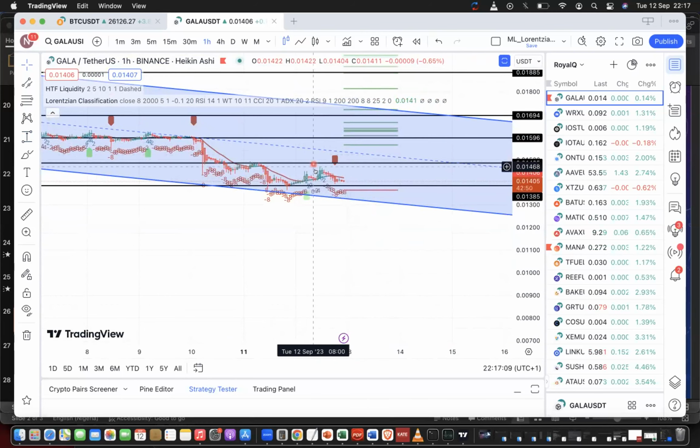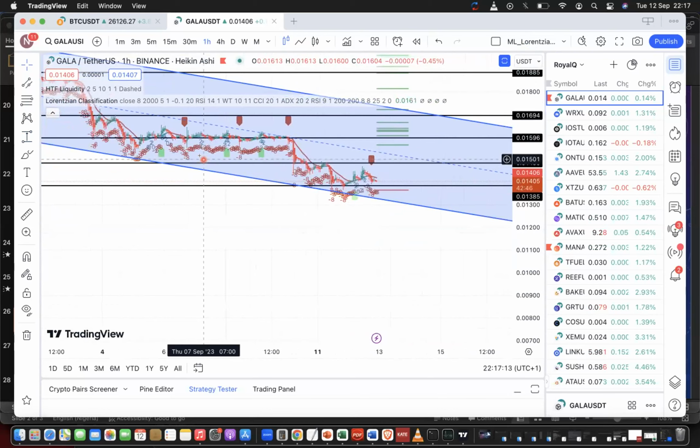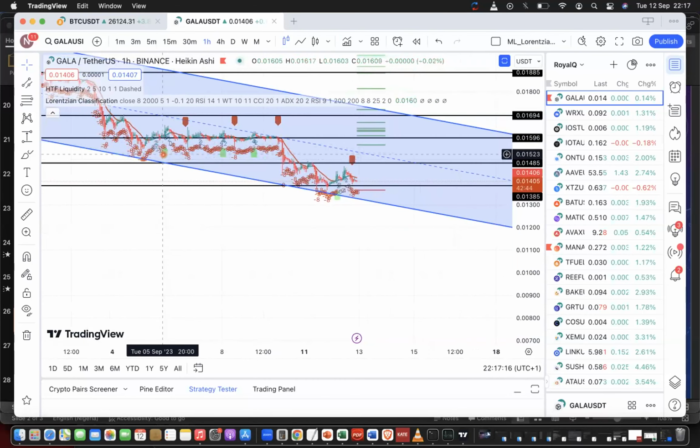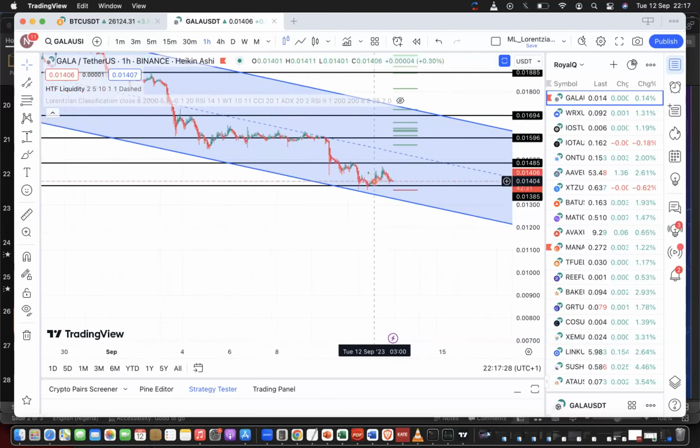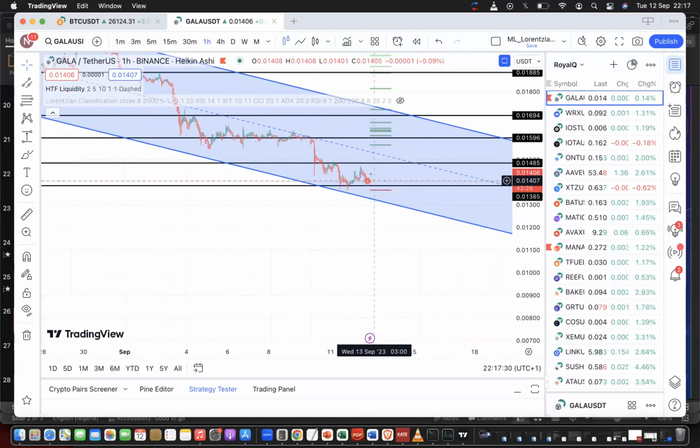So the Lorentzian sometimes can be confusing when the market is choppy because the market is sideways. It's just bringing signal here, here, here, here, here, here. It can be distracting. So at times like that, you can just turn it off and forget about it and use a support and resistance line because the market is going to be trading in between those channels. So let's watch out for what Gala does within this week.